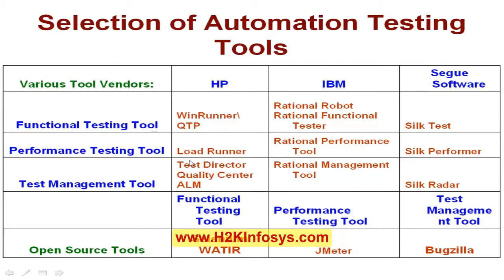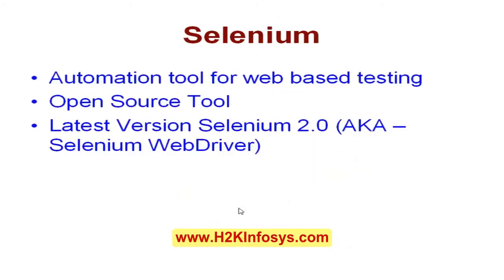These are the different tools for different purposes, like functional testing, performance testing, test management. And these are the open source tools. As part of functional testing, we have Selenium, Watir, and for performance testing we have JMeter, and Bugzilla. Basically, this table is talking about the different tools available for different purposes.